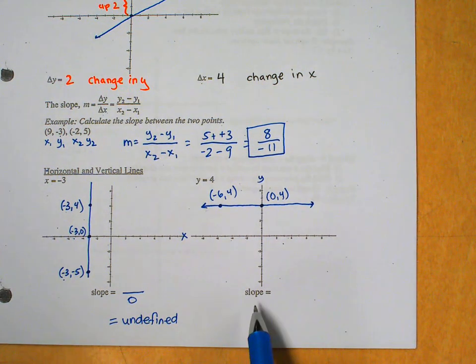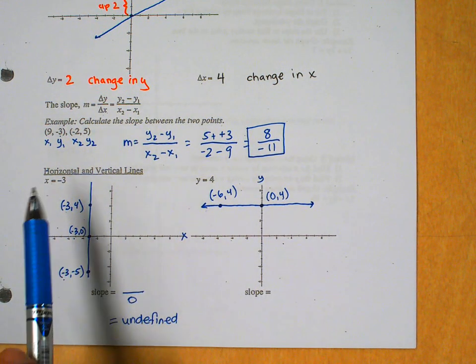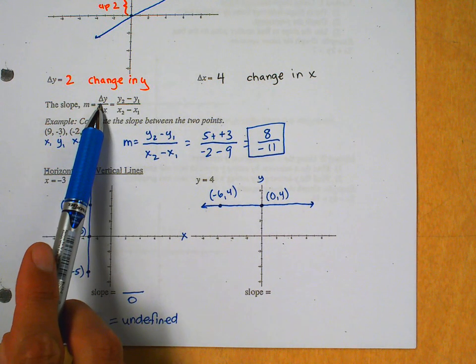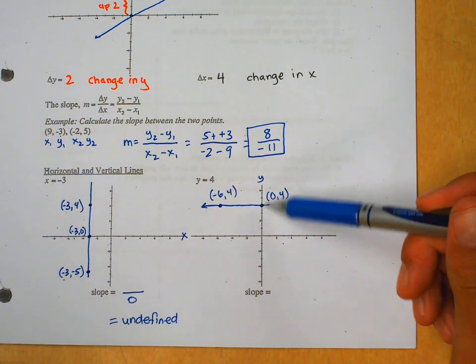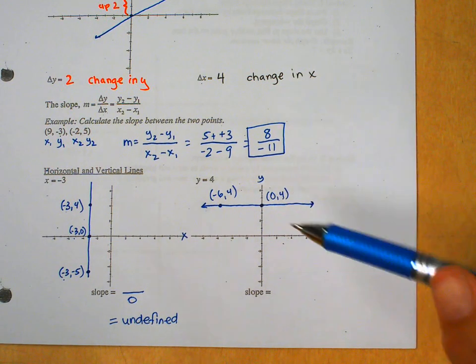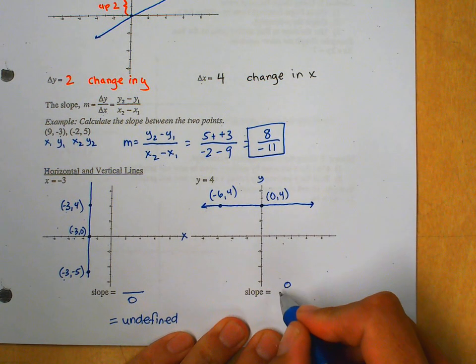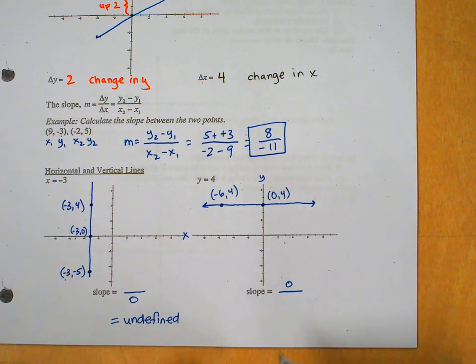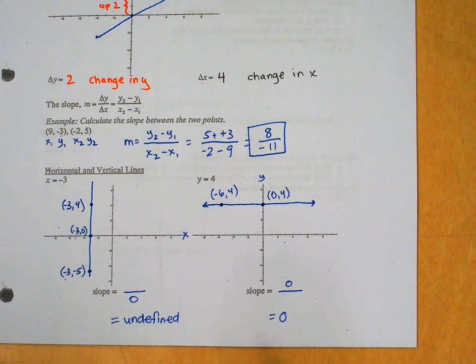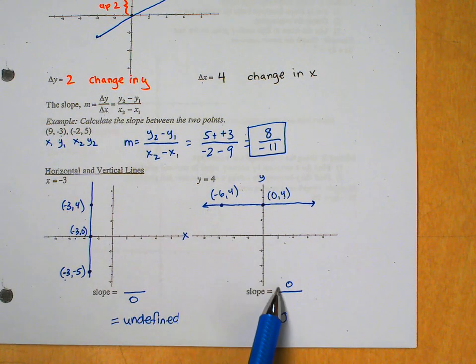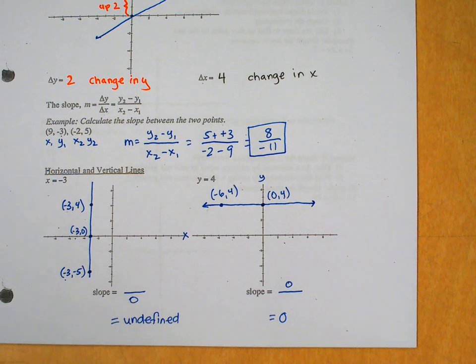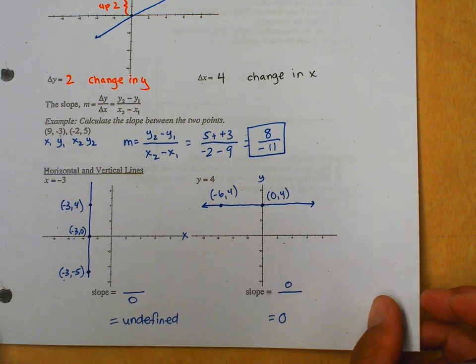And over here, a horizontal line, well, remember, when we're looking at slope, change in y right here, that's your rise. Well, a horizontal line is not rising at all. It's perfectly flat. So here, it's going to be 0 over something else. And 0 divided by some run is just going to equal 0. So any horizontal line has a slope of 0. And any vertical line, the slope is undefined. Okay. So it's good. Moving on to the next page.